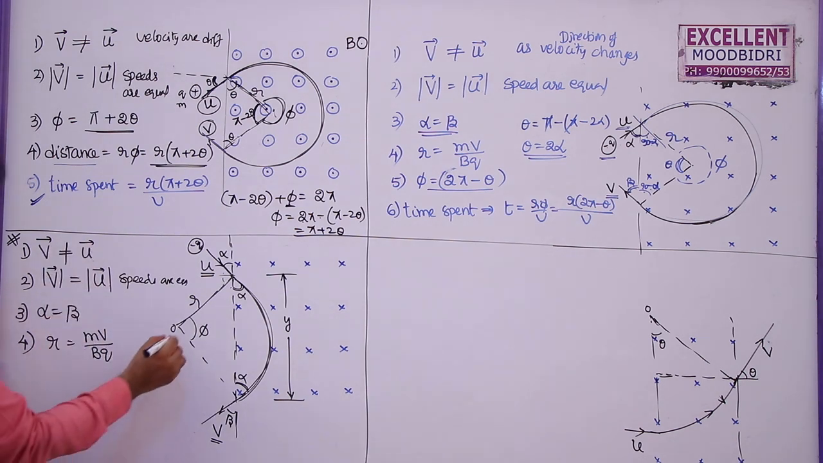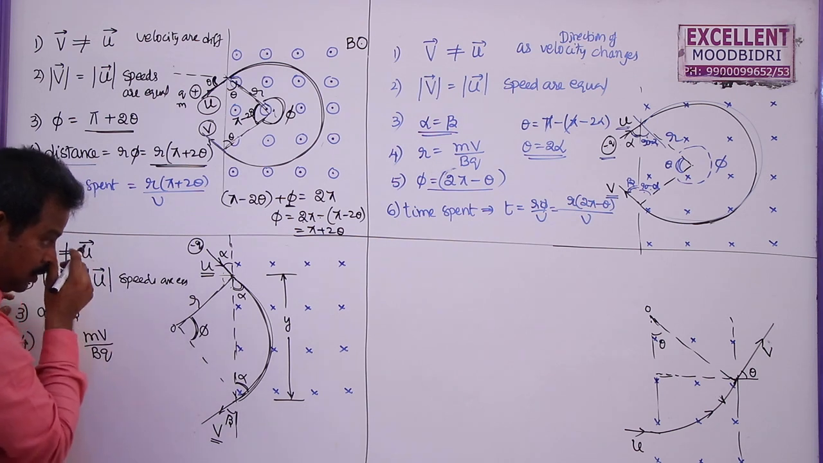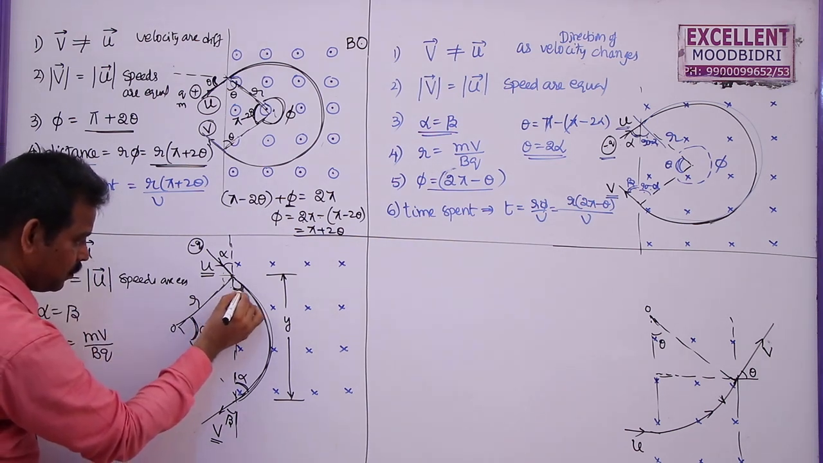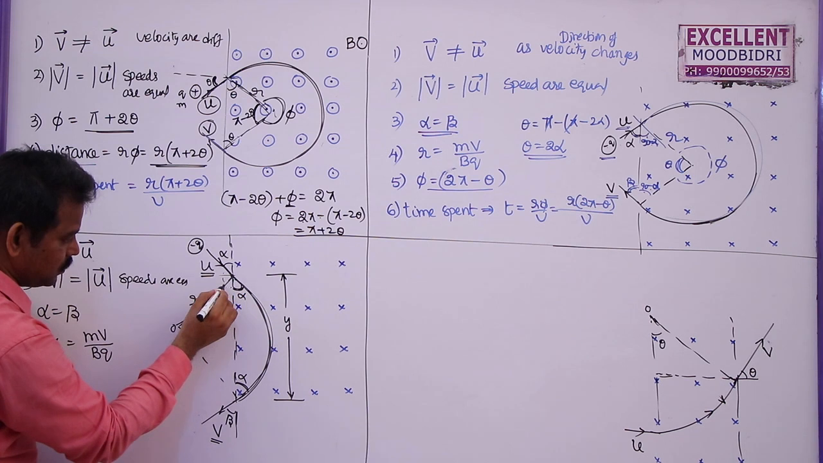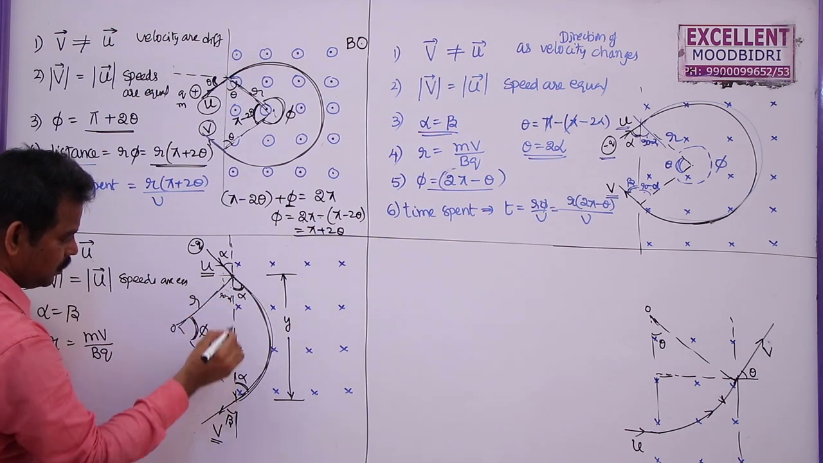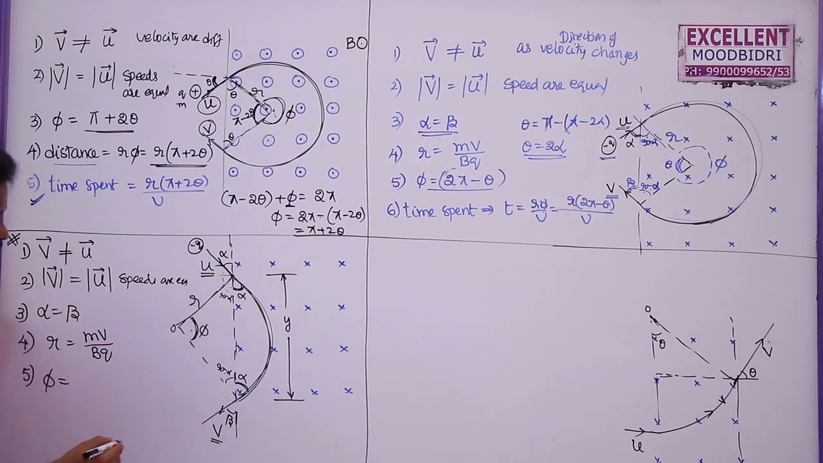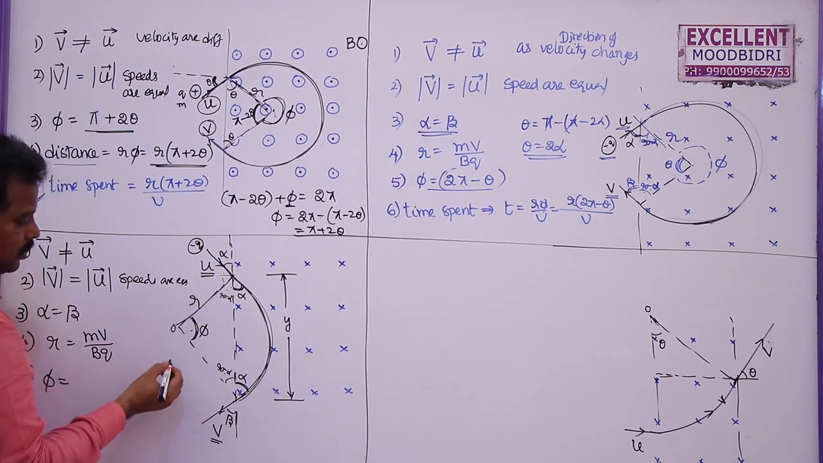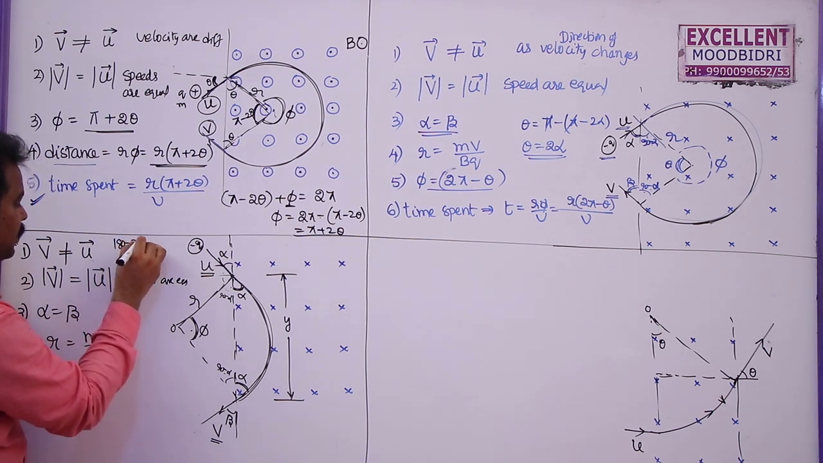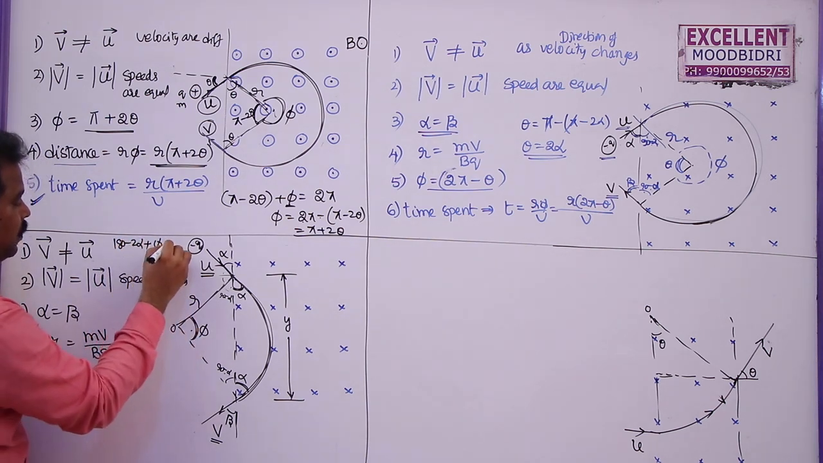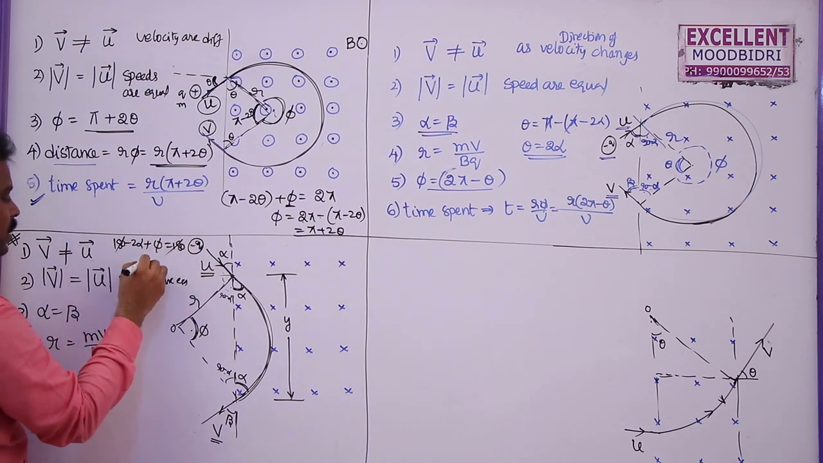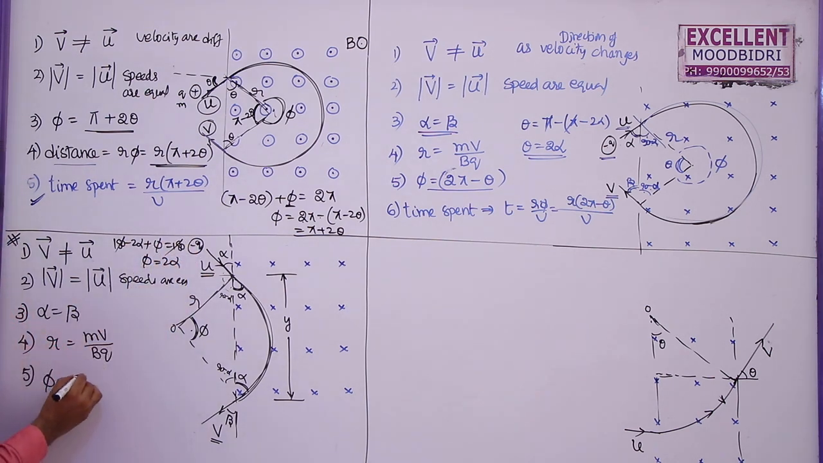This is the fourth one. Now I want to find out the angle described at the center by the charged particle. So I need this angle. It is clear that if it is alpha, it is perpendicular to this one. This is 90 minus alpha, and this is also 90 minus alpha. The sum of these three must be 180. So 90 plus 90 is already 180. So 180 minus 2 alpha plus phi must be equal to 180. The 180s get cancelled. Phi is equal to 2 alpha. So phi is equal to 2 alpha.